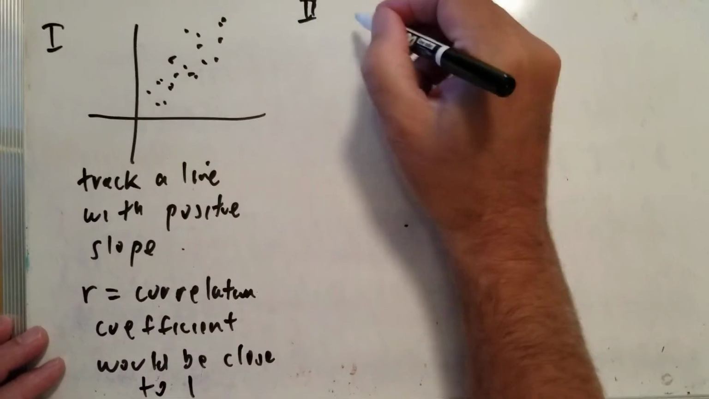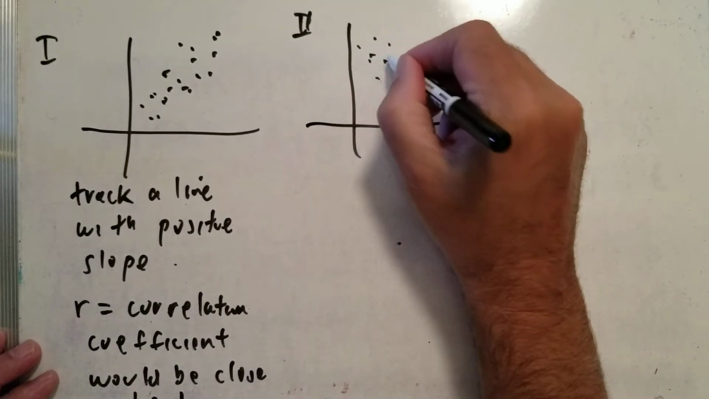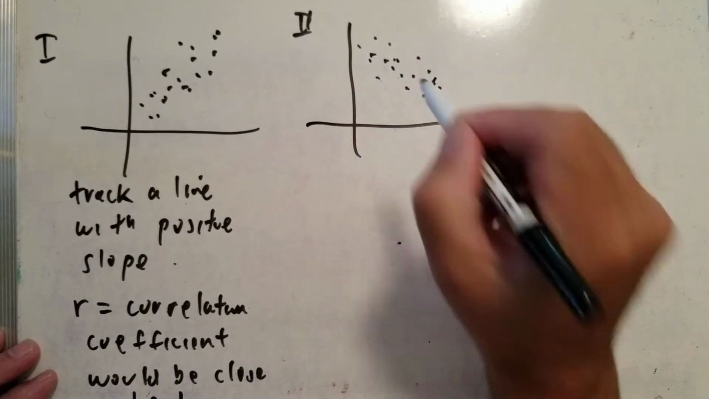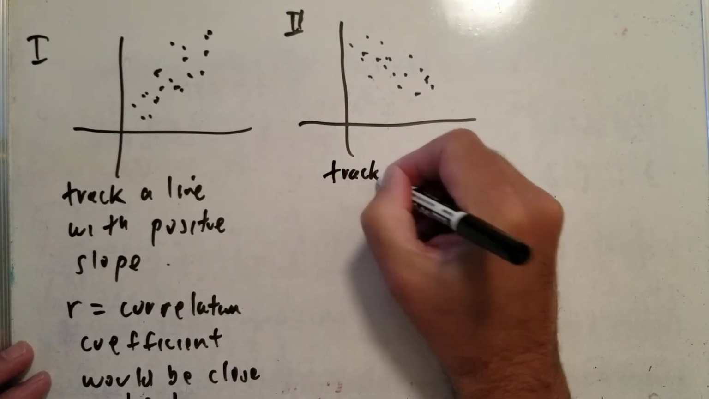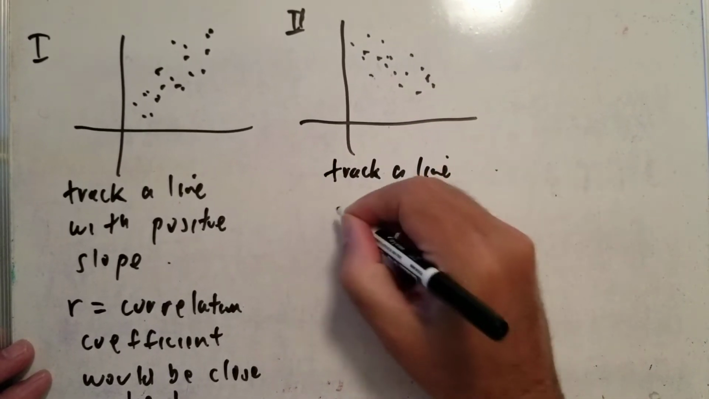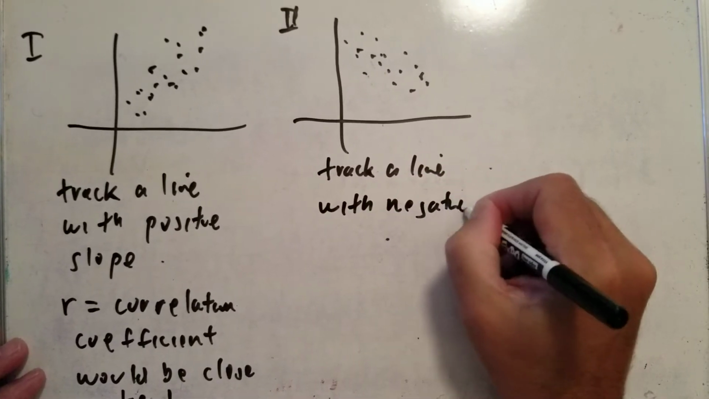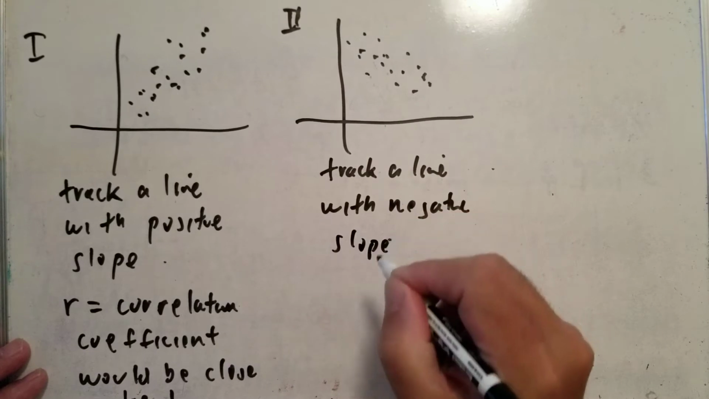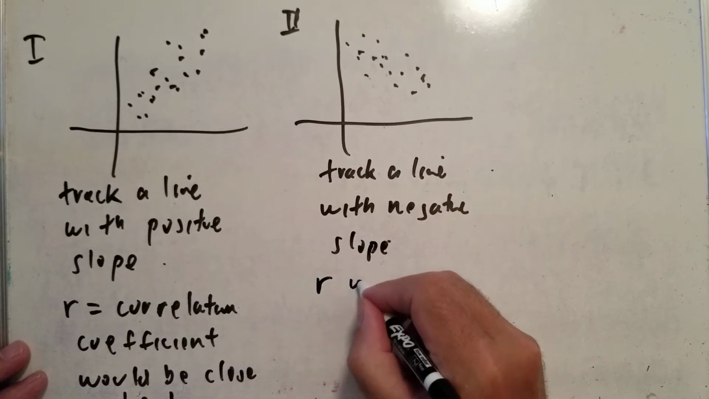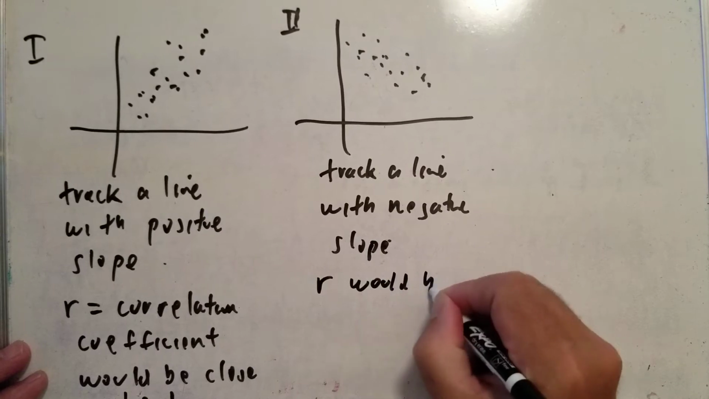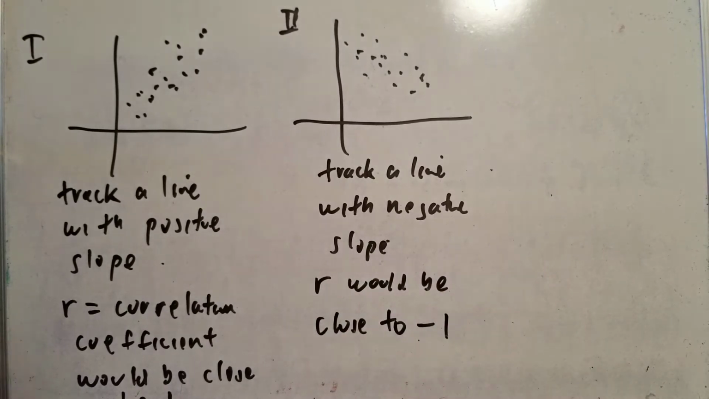Picture number two, you'd have a set of points that kind of are close to a line, track a line with a negative slope. In this case, the R, the correlation coefficient, would be close to negative one.